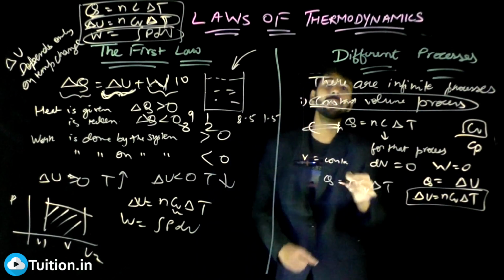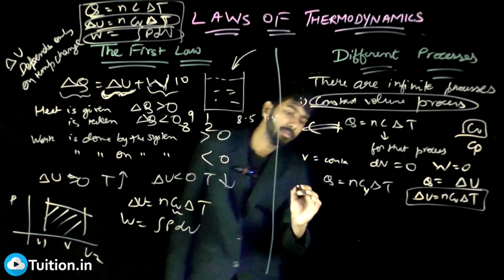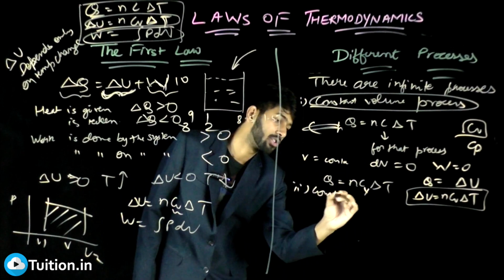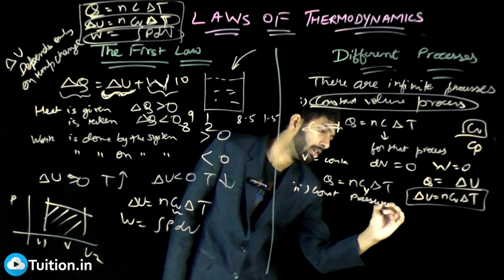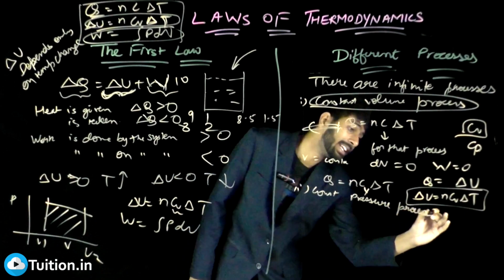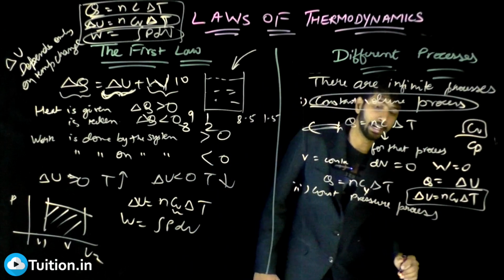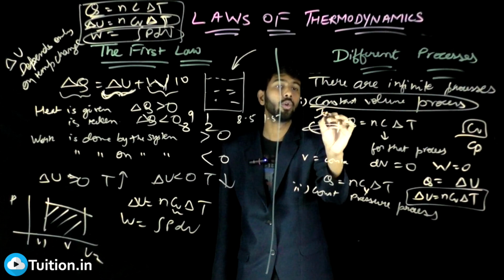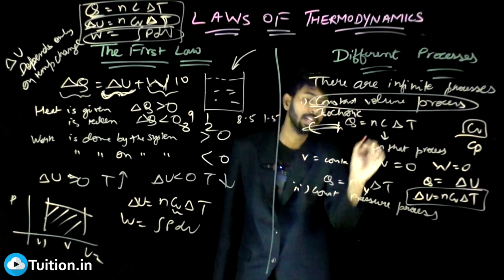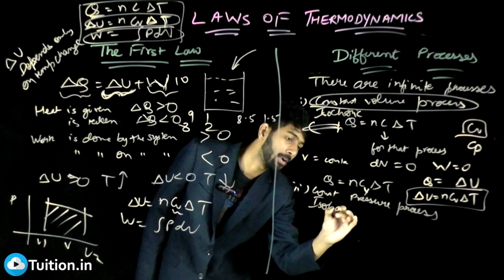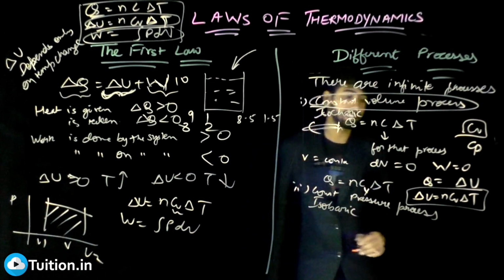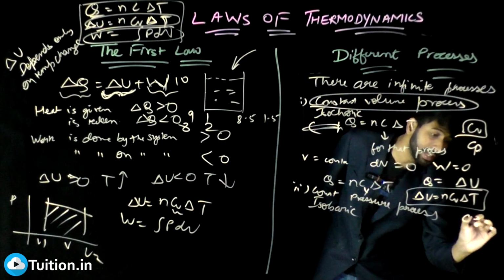But Q will change according to the process. Coming to what is a constant pressure process. Constant pressure process is where everything can happen, but your pressure cannot change, right? This is called an isochoric process, and this is called your isobaric process. So in an isobaric process, everything can happen but pressure can't change. So C will become Cp.